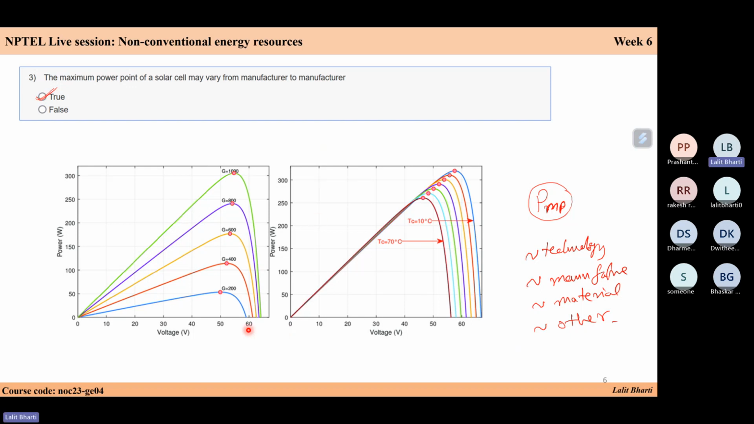This is again a question based on the maximum power point. The question says the maximum power point of a solar cell may vary from manufacturer to manufacturer. That is true. Depending on the manufacturer, the material, and the type of solar cell, your maximum power point can be different. It depends on the material, manufacturer, technology, etc. If you go to a different temperature, your VOC and your maximum power point will be different. So it can vary. Yes, true.